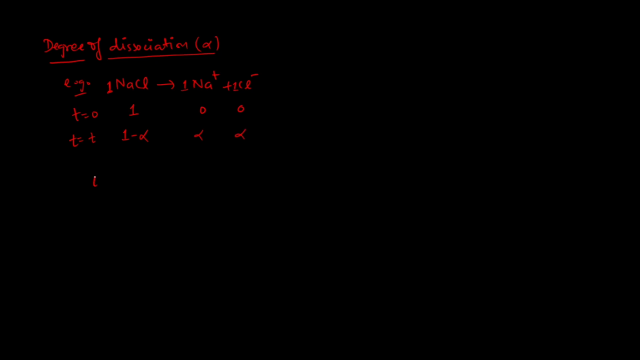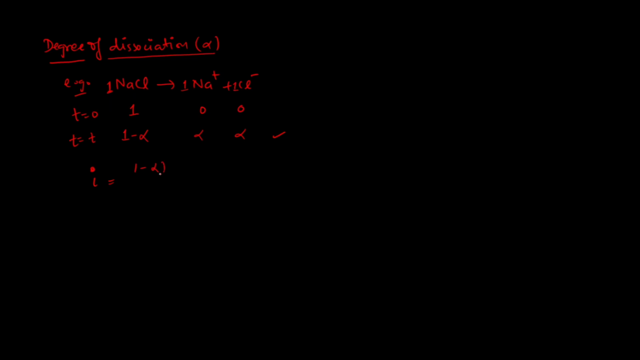Now, if I have to write the i, what is i? i is the Van 't Hoff factor. It is the number of particles after association or dissociation divided by the number of particles before association or dissociation. So this is the scenario after association or dissociation. These are the total particles.